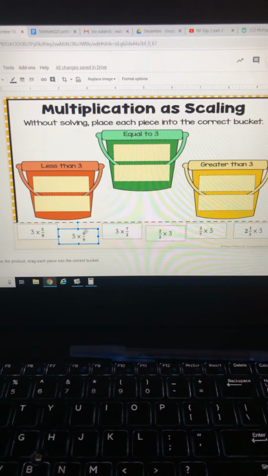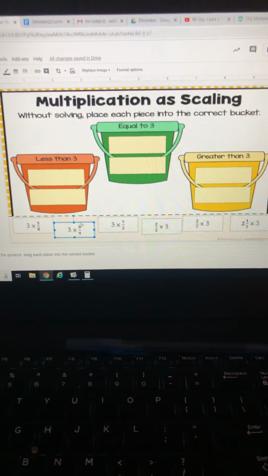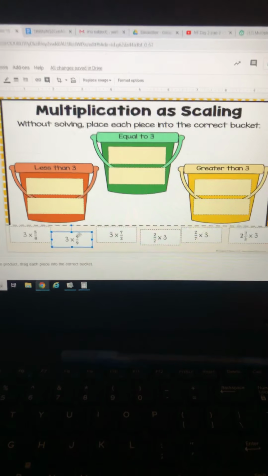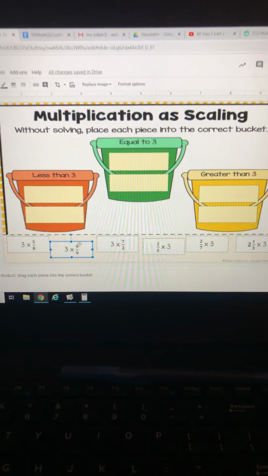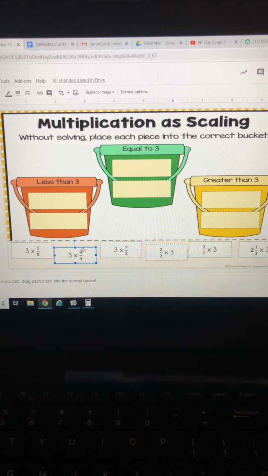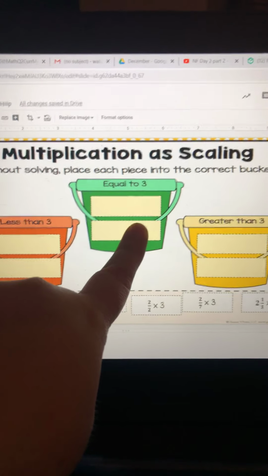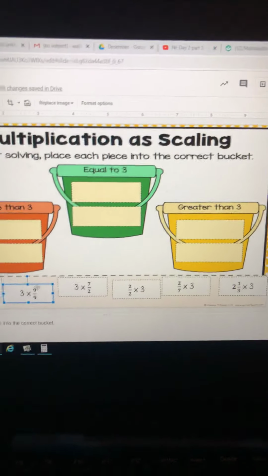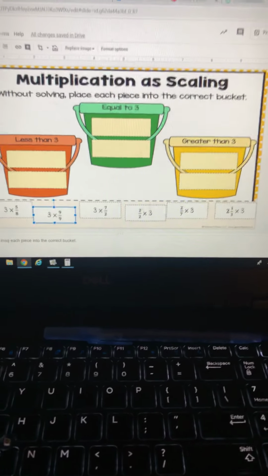We are starting day 3 of multiplication with scaling, and remember, by the end of this unit, you should be able to use estimation to help ensure your multiplication with fractions is correct. So I have 3 buckets: less than 3, equal to 3, greater than 3. And I have an array of equations down here that we're going to start with.